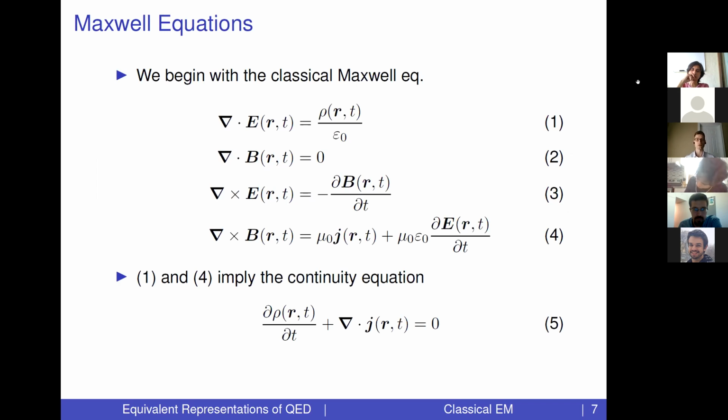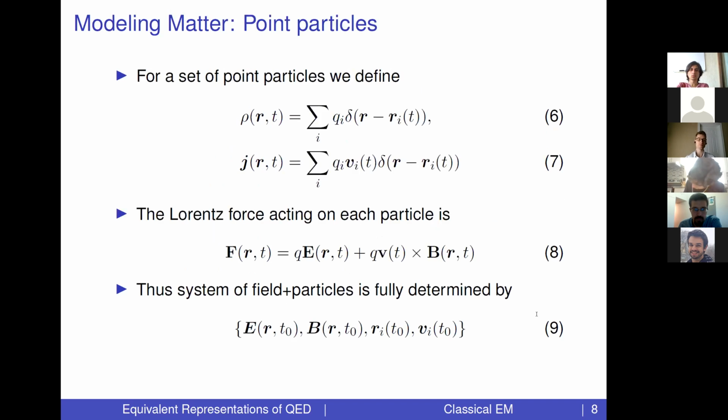And then with the Gauss law and also the last Maxwell equation, we can derive the continuity equation. And this just tells us that we have charge conservation. So rho again is the charge density and J is the charge current. Okay, and how do we now model matter in this context? Usually we assume point particles.